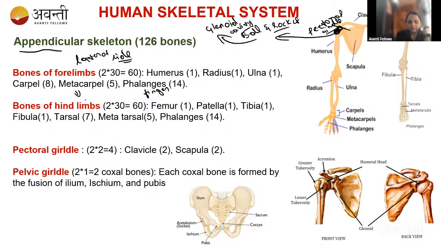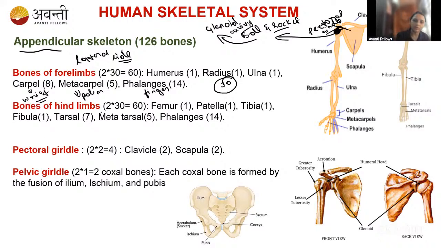Phalanges are nothing but the finger bones. Metacarpal is the palm, and carpal is in the wrist. Okay, remember. So there will be 30 bones in each forelimb. So there will be 60 bones in the forelimbs.